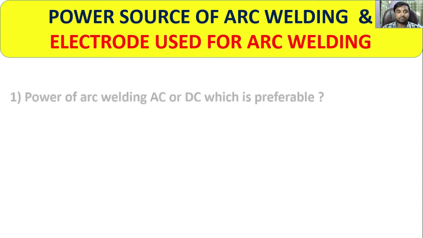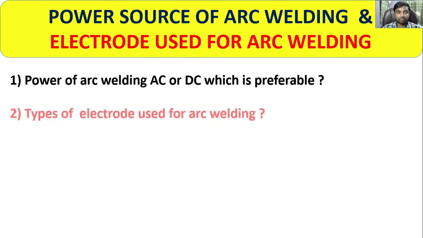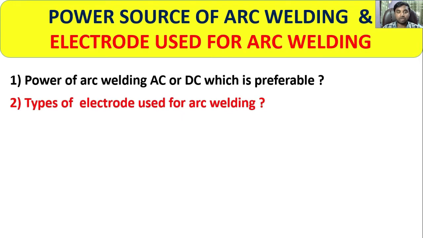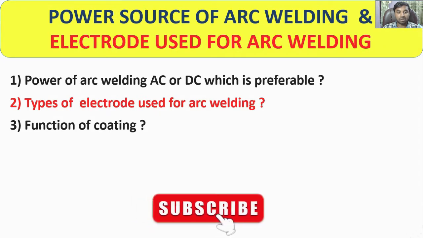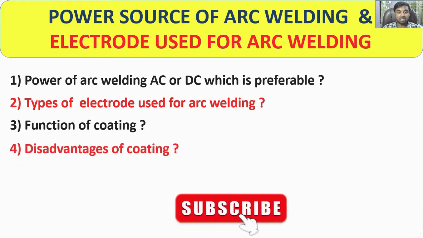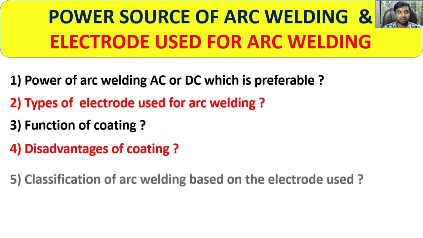So let's start. The first discussion will be on the power of arc welding, AC or DC, which one is preferable. Means where we can use DC welding, and where we can use AC welding, and what are the advantages and disadvantages, all will be discussed. Types of electrode used for arc welding, which types of electrode we can use for arc welding. Function of coating, if there is a coating on the electrode, what is the function. Disadvantages, if there is a coating on the electrode, what will be the disadvantages.